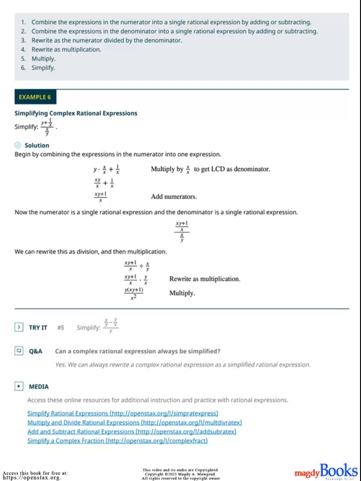Now the numerator is a single rational expression and the denominator is a single rational expression: ((xy + 1)/x) divided by (x/y). We can rewrite this as division and then multiplication: (xy + 1)/x · y/x. Rewrite as multiplication. Multiply: y(xy + 1)/x².